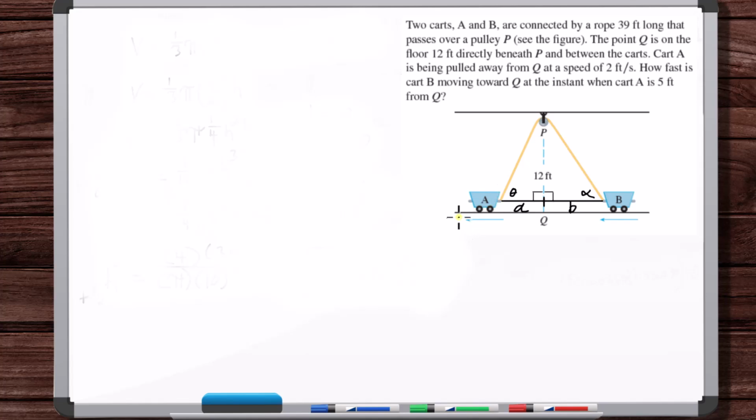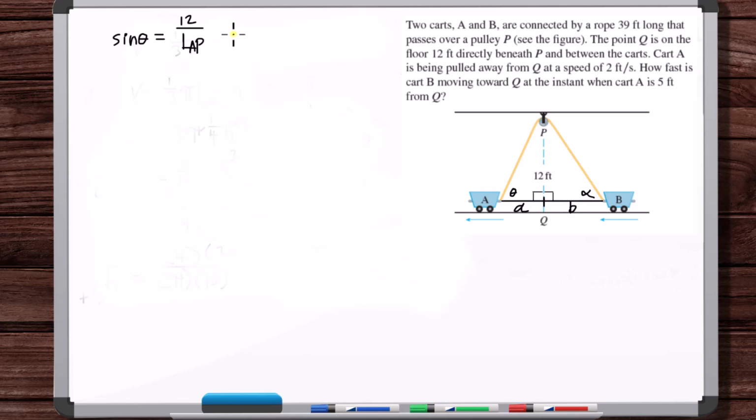Those are definitely two different angles, because you can see it's not symmetric. We know the total length of the rope, which is going to help us here, and the 12 is the same. So let's say that sine of theta is equal to opposite over hypotenuse, that's 12 over L_AP.